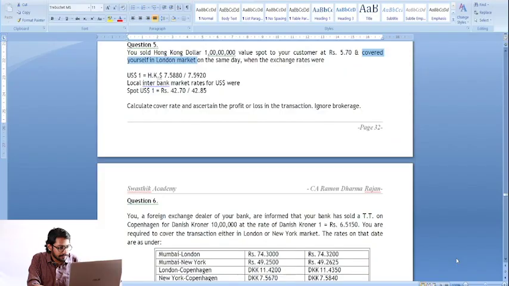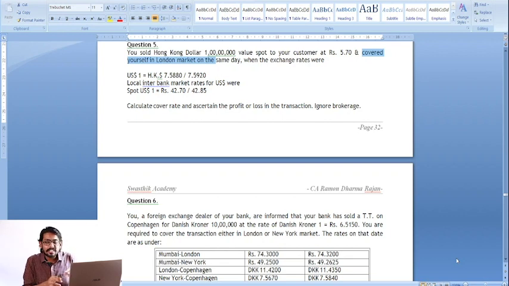So read the question once again. You sold Hong Kong dollar 1 crore at 5.7 and covered your position. How do you cover your position? You sold, so you covered it by buying. You bought Hong Kong dollars. They could have simply said you bought, but no, the examiner likes to trick you. And for education purposes, you should know all the different words.